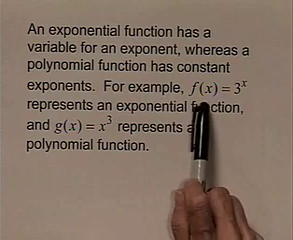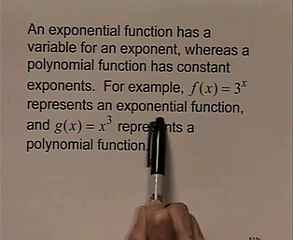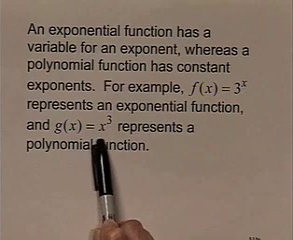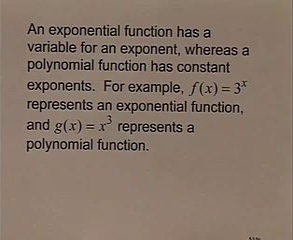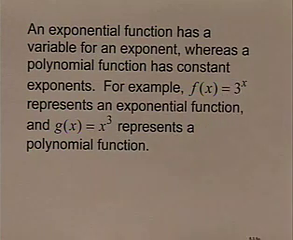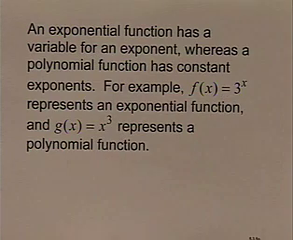For example, and these are the two we just graphed, f of x is 3 to the x, which represents an exponential function. Notice the variable is the exponent. g of x equals x cubed represents a polynomial function. Notice the constant exponent. And remember from the graph that the exponential function grew quite a bit more rapidly than the polynomial function. Well, let's continue with exponential functions and look at some different kinds of models.